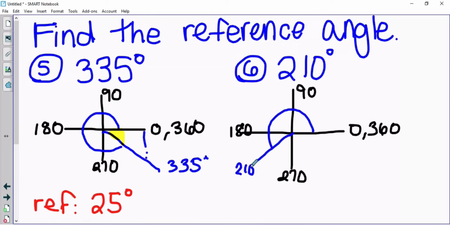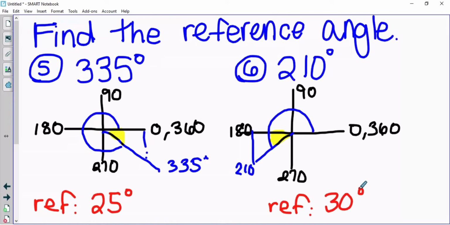and 210 would land me down here in the third quadrant. To find my reference angle, I always go back to the x-axis. Even if the y-axis is closer, I always go back to the x-axis. And the reference angle is this little angle that comes out of the origin, connects with the x-axis and my terminal side. And that angle that I highlighted is my reference angle. So we say, okay, what's the difference between 180 and 210? And that's going to be 30 degrees. So my reference angle is 30 degrees.